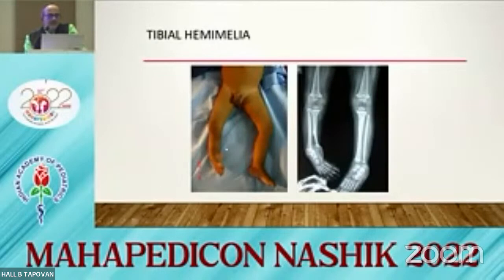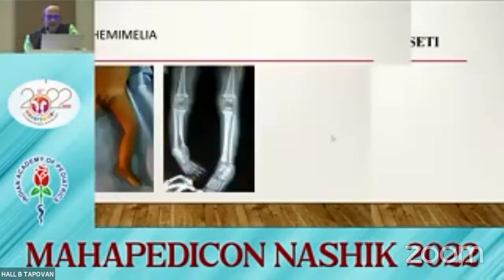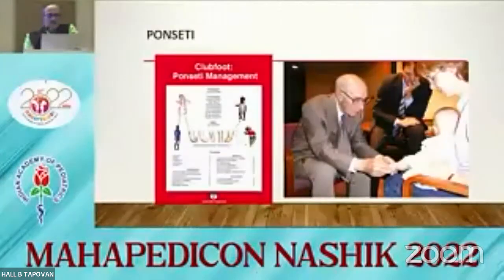So this is looking like a clubfoot, but it's tibial hemimelia. You can see divergence and shortening of the tibia, and absent distal ankle completely. The Ponseti method still remains the gold standard.